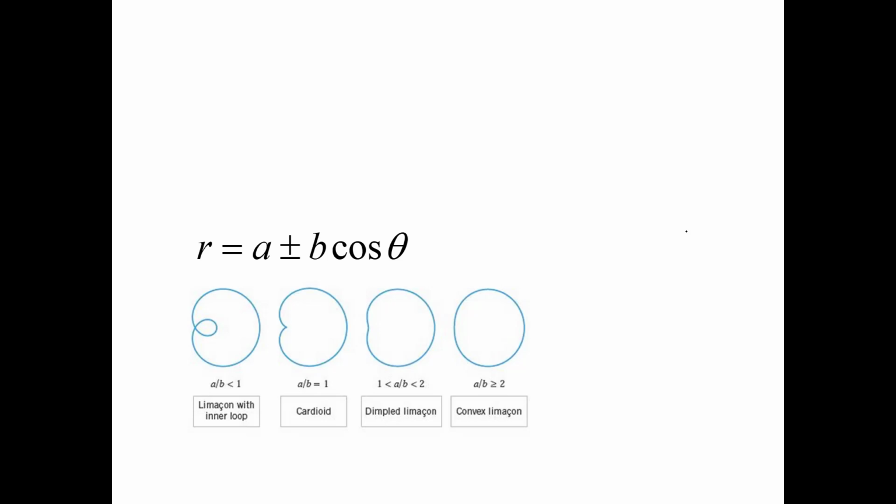You have r equals a plus or minus b times the cosine of theta. If the ratio of a to b is less than 1, then you have a limaçon with an inner loop. If the ratio of a to b is exactly equal to 1, you get a cardioid. If the ratio of a to b is between 1 and 2, you get a dimpled limaçon. And if the ratio of a to b is bigger than 2, you get a convex limaçon. Not going to do too much with that.